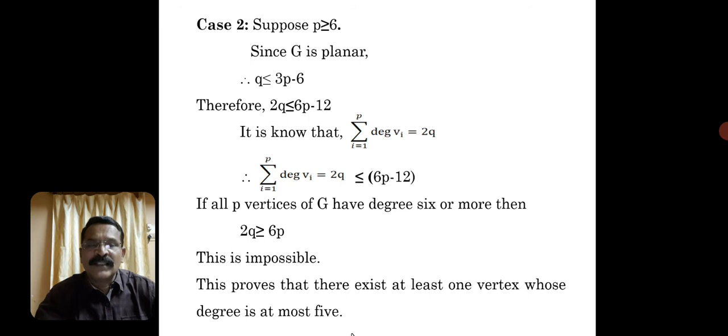So here, to prove this result, we have considered 2 important results. One is, when G is a planar graph, then q is less than or equal to 3p minus 6. This is one result which we have proved in the previous class. And another result we have considered is, the sum of the degrees of all the vertices is equal to 2q, or twice the number of edges. With the help of these 2 results, we have proved a simple result here. Okay, so now we will see some other results.